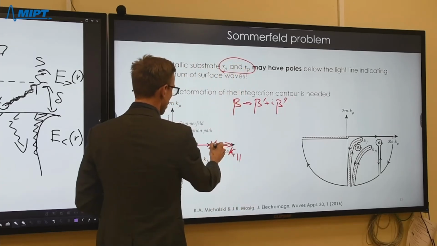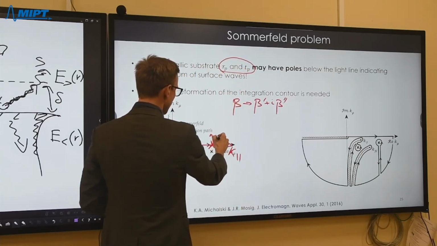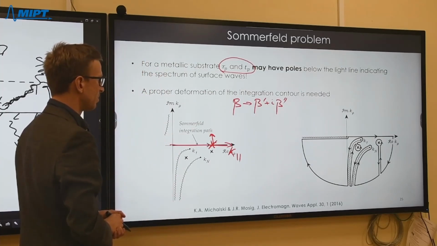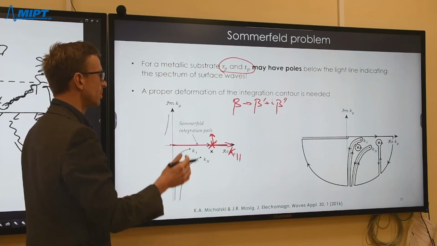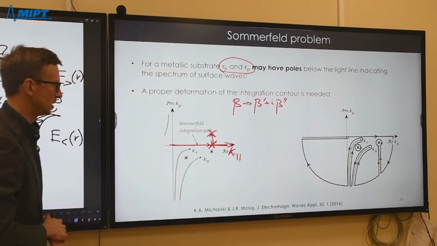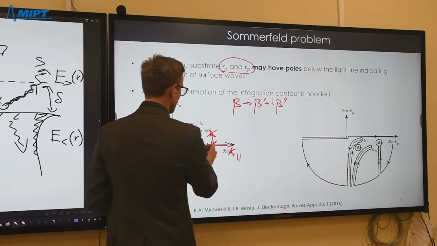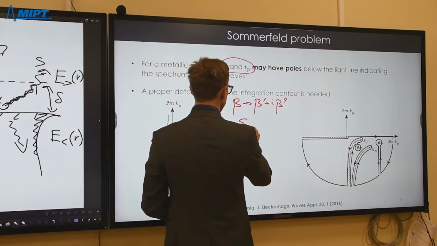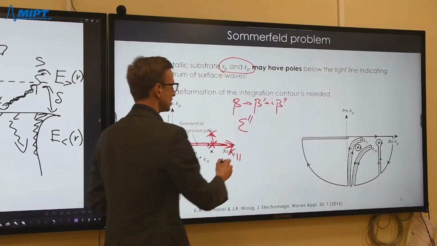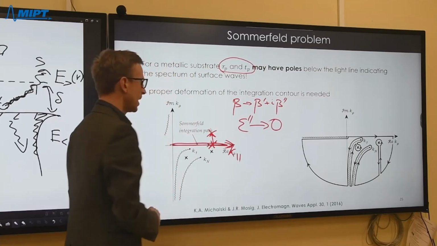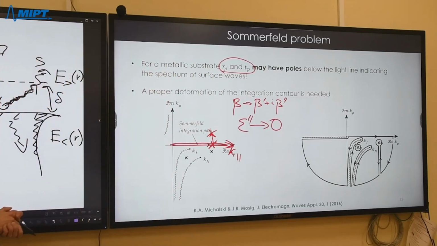This means that this pole moves into the upper half plane, the upper complex half plane, and it goes here. And then we can easily perform the integration without any difficulties. And then we can take the dissipation that's added in the substrate, and we can take the limit of the dissipation to 0, and that will give us a physical answer.